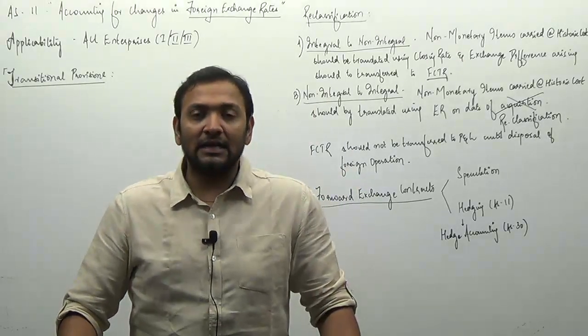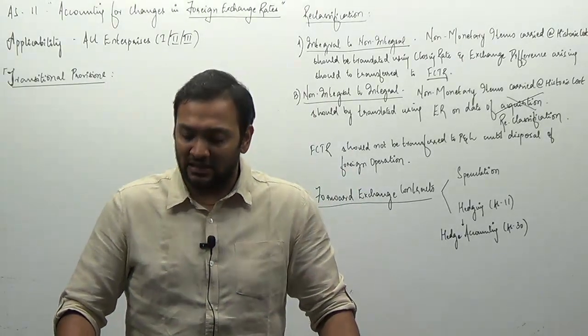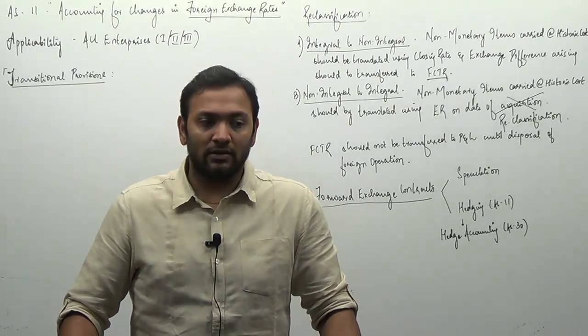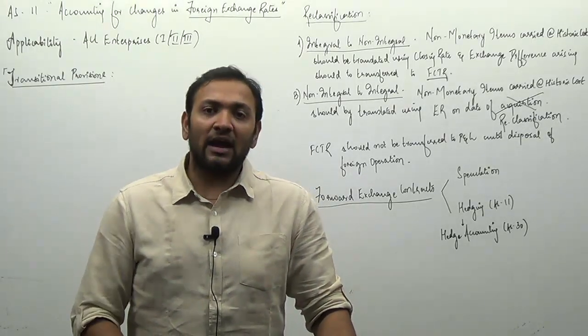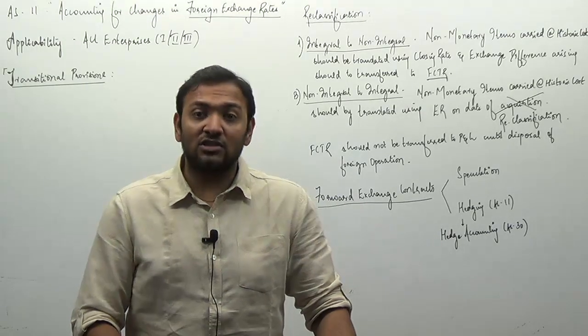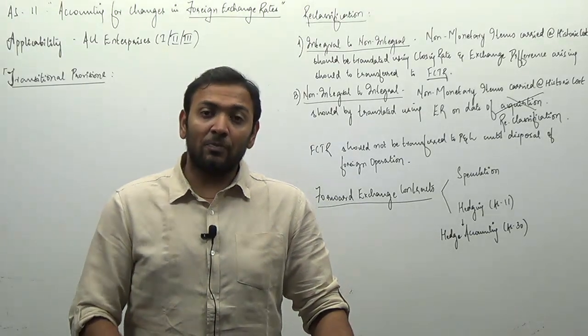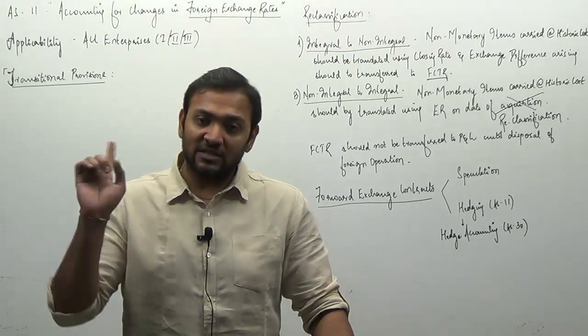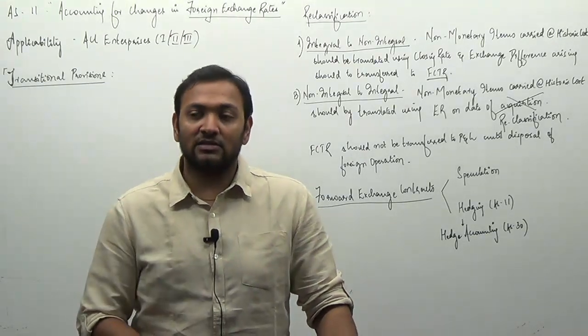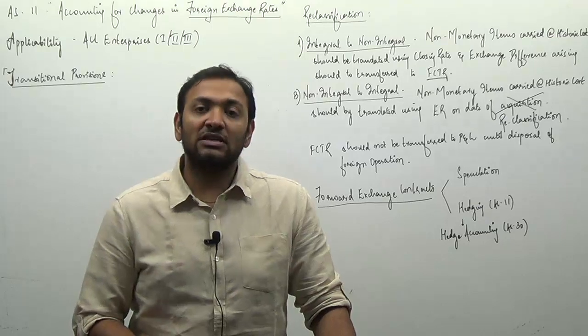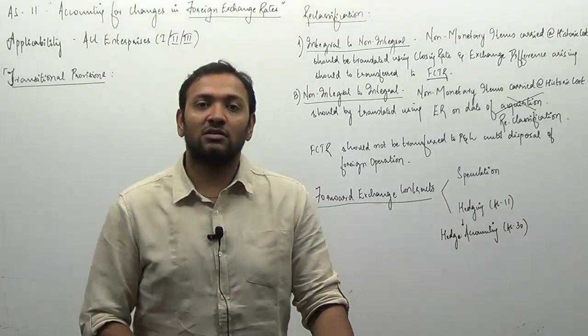How much did I get? 38 rupees per dollar I got when I translated. So how much did I collect? 3,800. Today, if I have to repay, I have to buy each dollar at approximately 65 rupees, let's say. So to repay $100, I'll have to pay 6,500. I got 3,800. The balance 2,700 should be treated as loss.